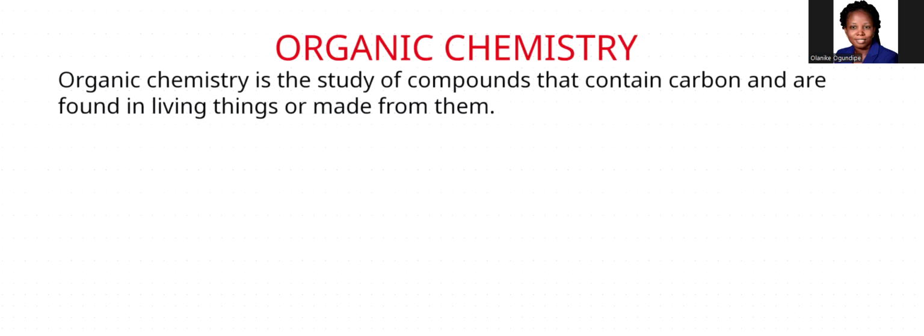Examples of such compounds include ethanol, methane, and proteins that are gotten from living organisms like plants. It also includes carbohydrates, which are a major source of food nutrients for living organisms. It includes everything that you can find in a living organism, as much as that compound contains carbon.